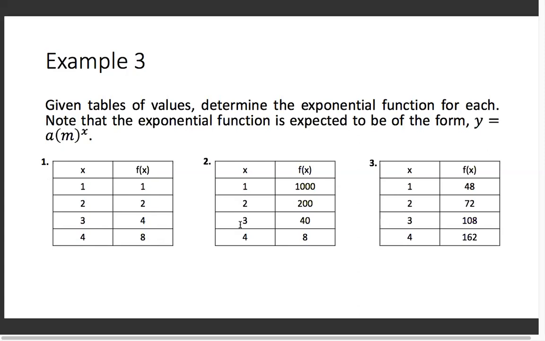Number 2, similar, no skipped terms. It's consecutive, from 1, 2, 3, and 4. Looking at the y values, we have 100, 200, 40, and 8. Decreasing. So therefore, it's an exponential decay function. Finally, for number 3, again, consecutive terms, straight from 1 going all the way to 4: 48, 72, 108, and 162. Again, the numbers are increasing similar to number 1. So therefore, number 3 is also an exponential growth function.